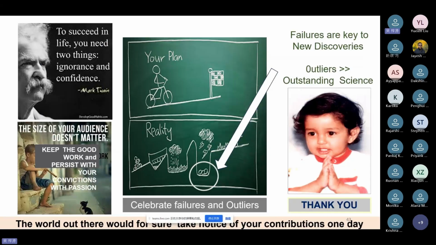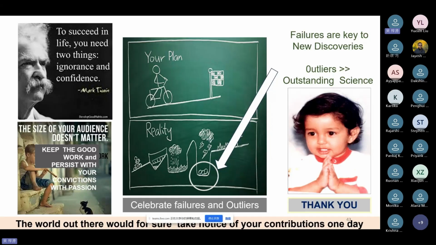The third thing is that failure is a key to new discoveries. You may plan a smooth ride to your thesis, but this will never happen. You will get pitfalls and potholes all through. Remember one thing: failures are the ones which prepare you for success, and outliers are the ones which will give you outstanding science. So never ignore an outlier. Never say, "Outliers, I'll forget about them." Follow the reason for outliers, and I can tell you, you will get outstanding science.